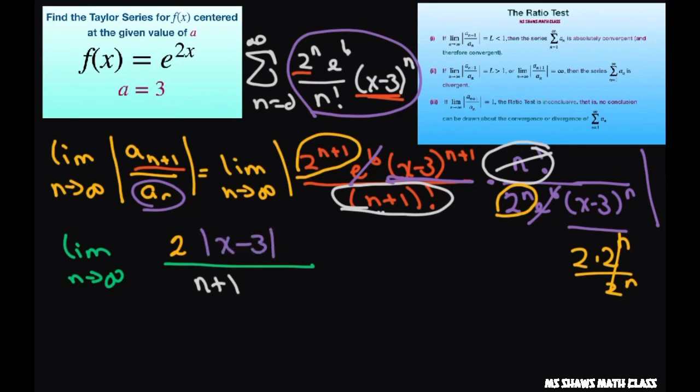And this equals 0, which is less than 1. As n gets larger and larger, this goes to 0. Since it's less than 1, the radius of convergence is infinity. So this is for all x.